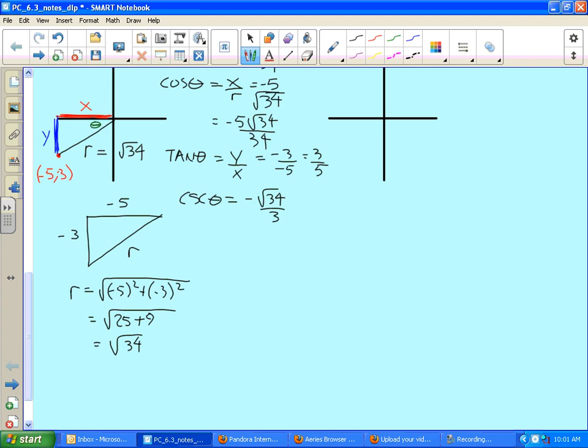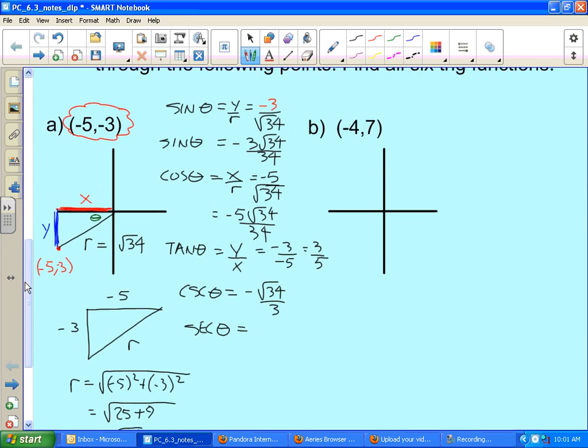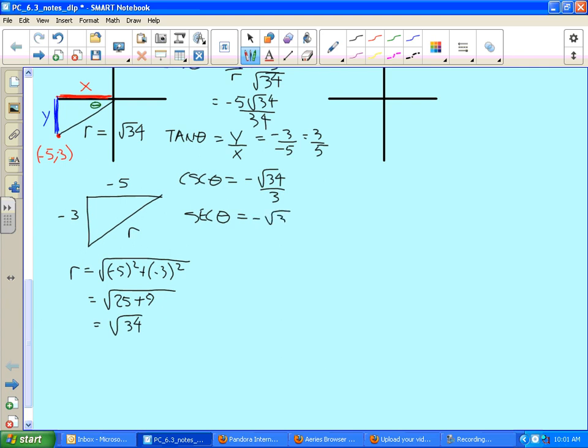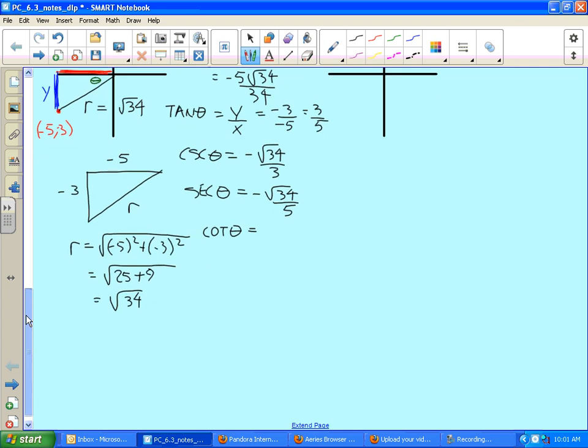And then cosine. What's the reciprocal of cosine? Secant, exactly. Secant is the reciprocal of cosine. So we're going to flip that one over. Go back to your original cosine, x over r, negative 5 over root 34. Flip it. Root 34 over 5. That's got a negative value. So there's our secant. And then cotangent, the reciprocal of tangent. Flip it. What's 3/5? Now it becomes 5/3.